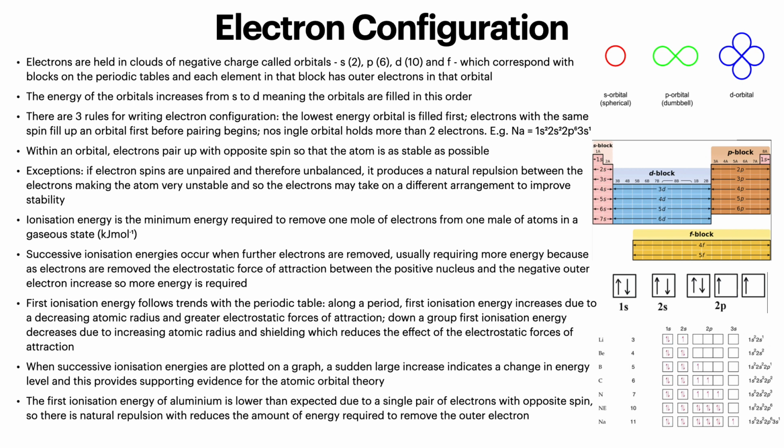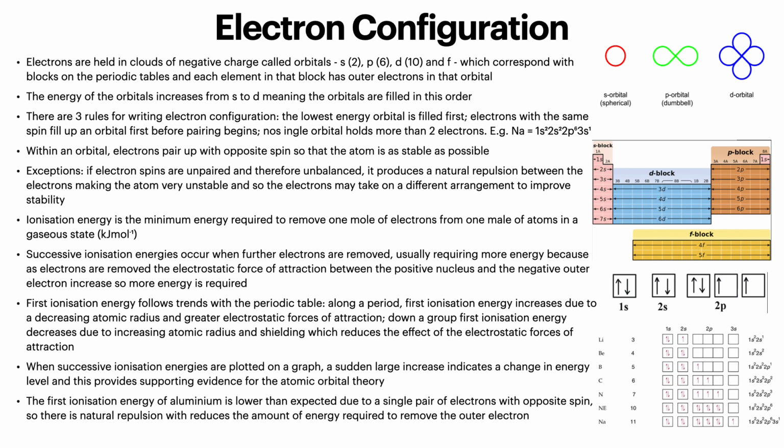And you've also got the shapes of what these orbitals look like and how they work. The s orbital is spherical, the p orbital looks a bit like a dumbbell, or the classic infinity symbol, and then the d orbital. The energy of the orbitals increases from s to d, meaning the orbitals are filled in this order. There are 3 rules for writing electron configuration. The lowest energy orbital is filled first. Electrons with the same spin fill up an orbital first before pairing begins. No single orbital holds more than 2 electrons.